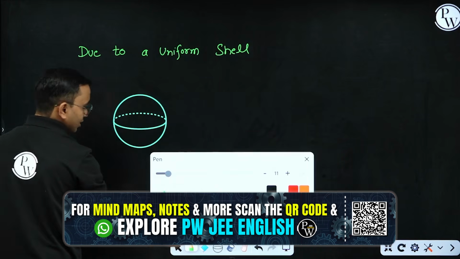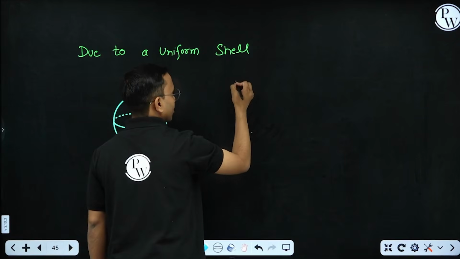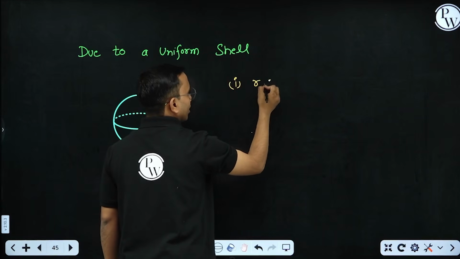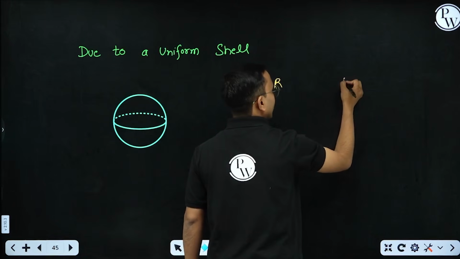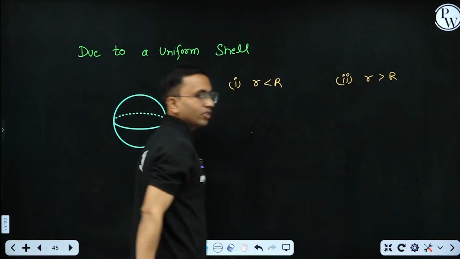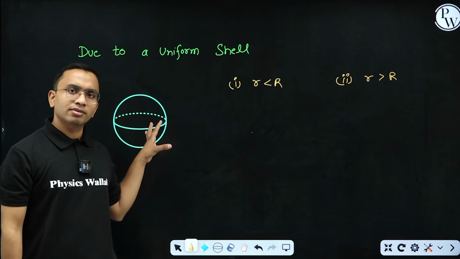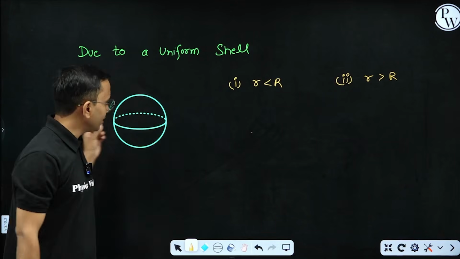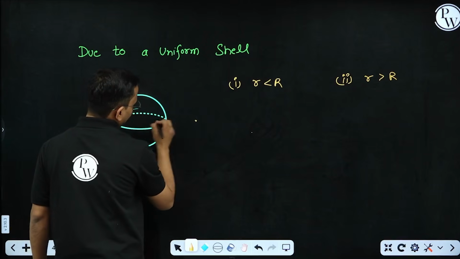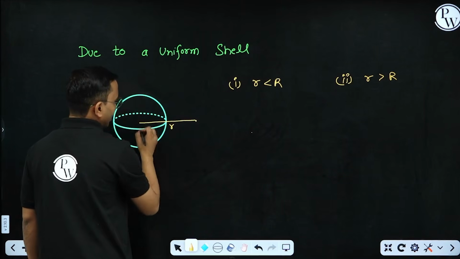Same two things, two cases will be there. First, r less than R, second, r greater than R. If we talk about r greater than R, this whole mass will behave like a point mass which is kept at the center. So this is my point here. Whole mass will behave like a point mass which is kept at the center.